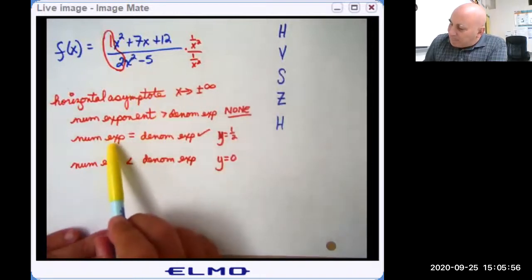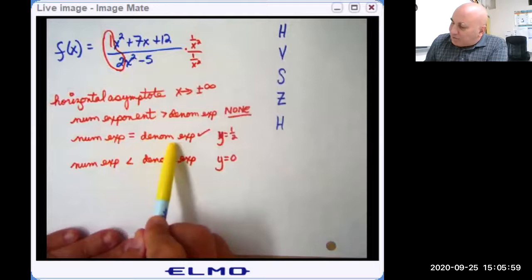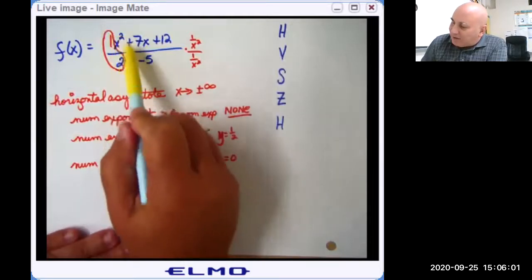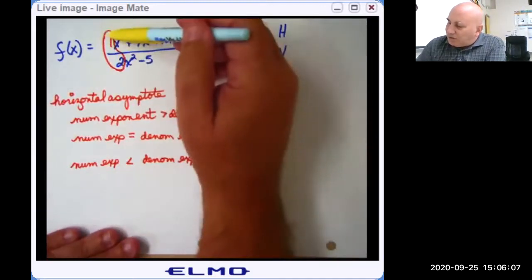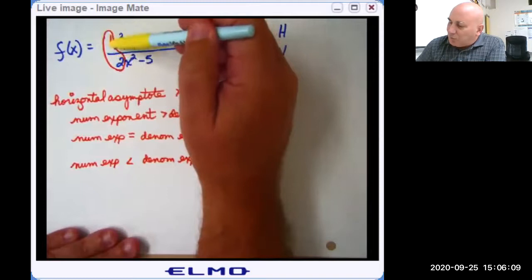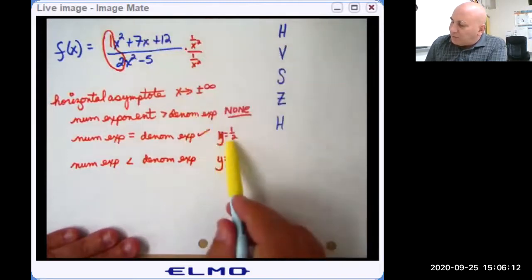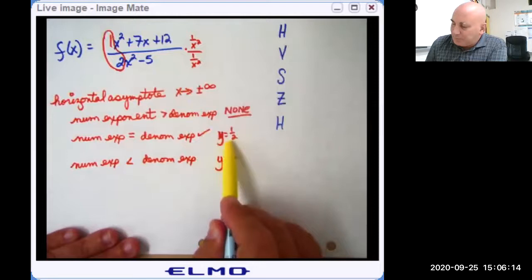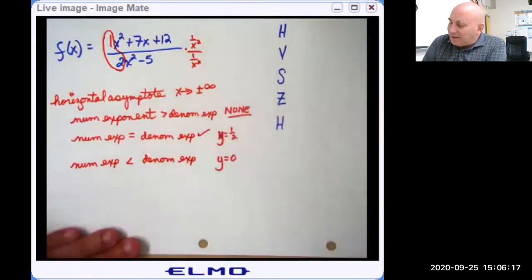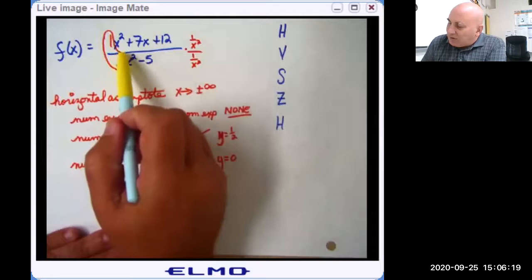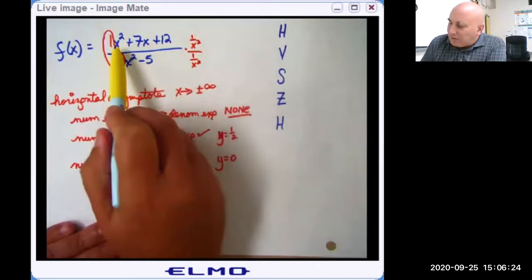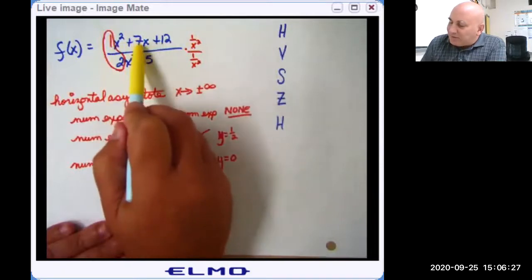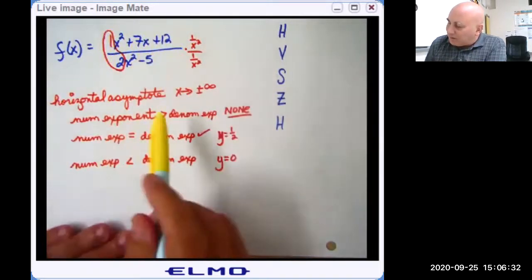If the numerator exponent is equal to the denominator exponent, which is what we have here, then you just look at the leading coefficients. So this is a 1, this is a 2. The horizontal asymptote is y equals 1/2 in this case. And the way I can tell that by looking is, if you were to multiply top and bottom by 1 over x squared, you'd have 1 plus 7 over x. Oh, I'm going to do that on the next page, so we won't do that here.